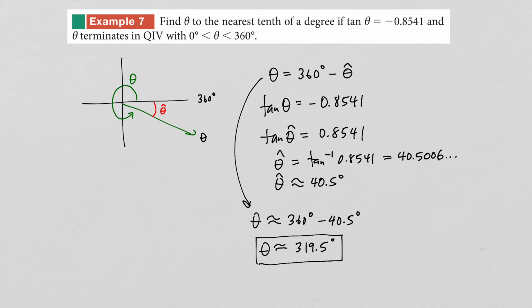So again, a couple of key concepts. Notice that I drew a picture to see where theta is. That helps me understand that the angle theta is the angle 360 minus theta hat. And then the other key point is when you have a trig function of an angle, whether it's positive or negative, for the reference angle, it will never be negative. It always must be positive. All right, let's keep going.